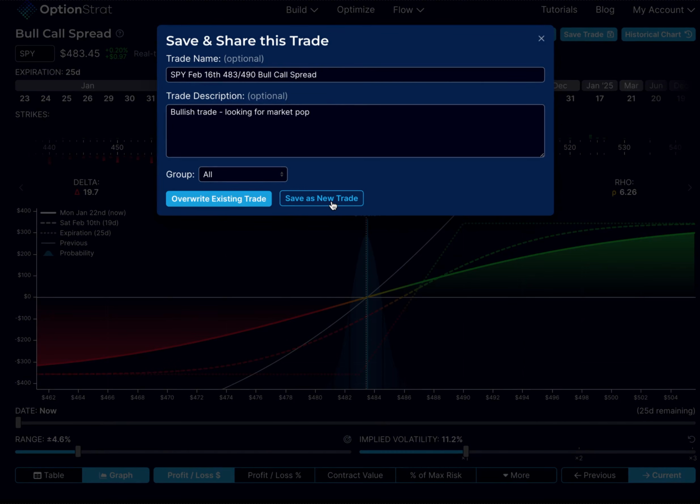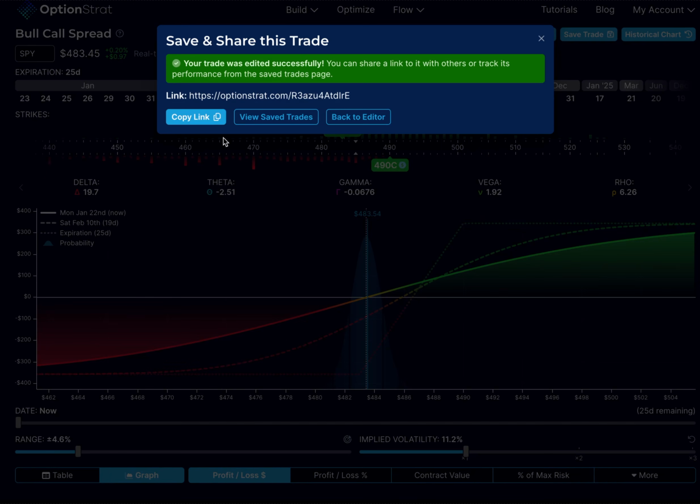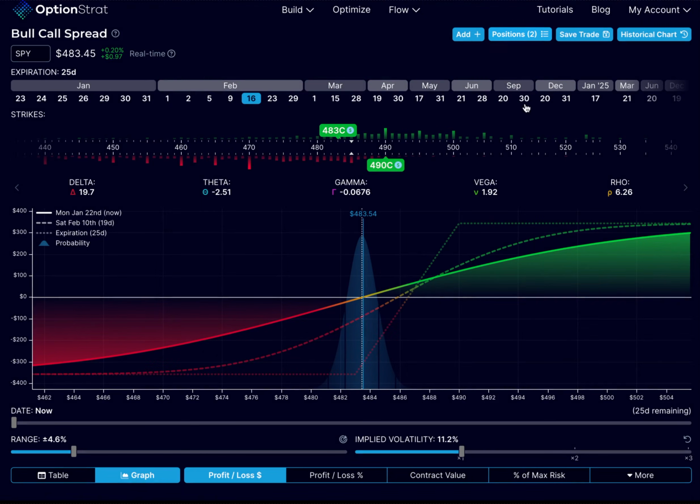Now, sometimes I'll save it as a new trade so that I can easily go back and forth and look at what would have happened if I didn't add this versus if I did add it. But in this case, I'm just going to overwrite the trade. Again, I can copy that link, send it to friends, whatever I want to do. And now this is the trade that I'm in.